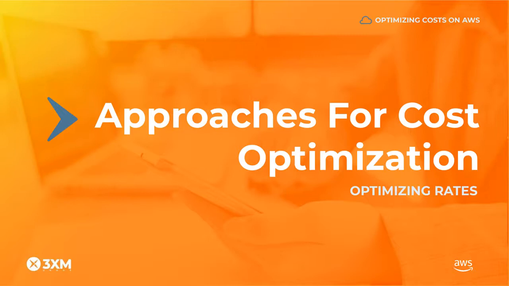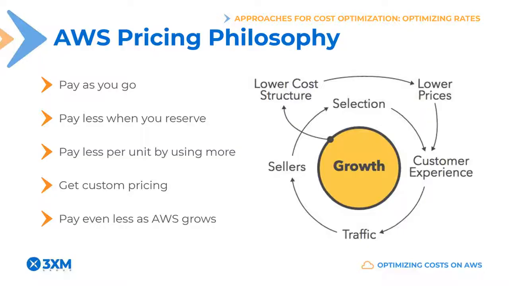Now, obviously, there are other approaches to reduce usage on AWS or to optimize for usage. Unfortunately, we don't have time to cover all of them. So let's move on to how we can optimize our rates on AWS.